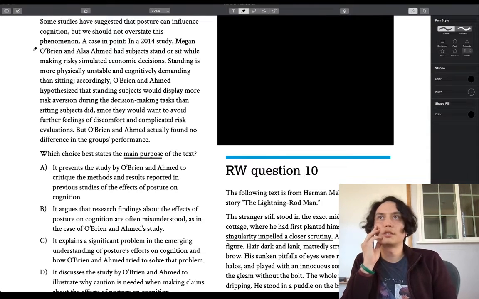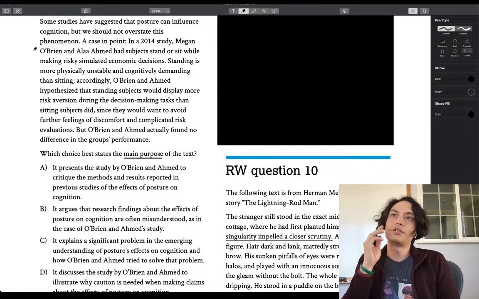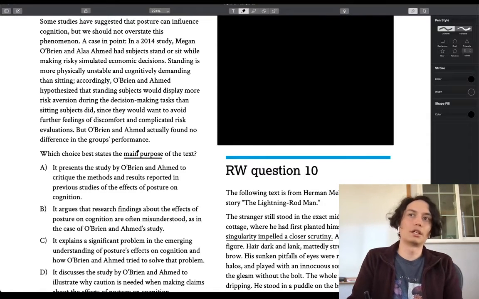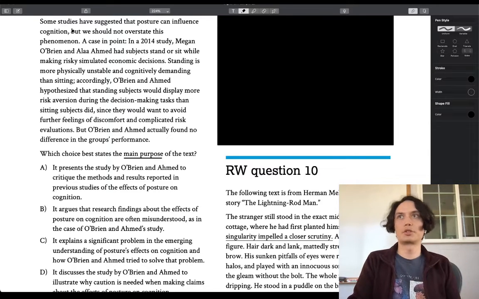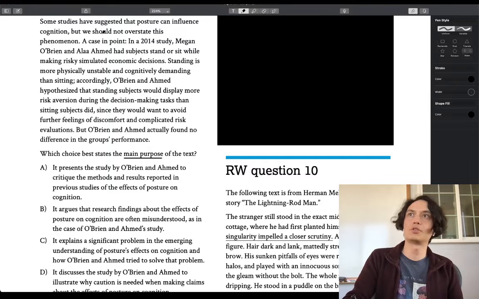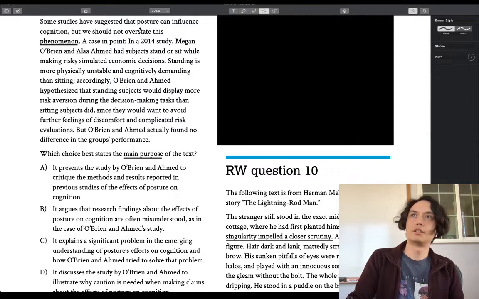Some studies have suggested that posture can influence cognition, but we should not overstate this phenomenon. I'm still looking at main point. Some studies have suggested that posture can influence cognition, but we should not overstate this phenomenon. Can I write this? Yeah. We should not overstate this. So far, this is the main point.